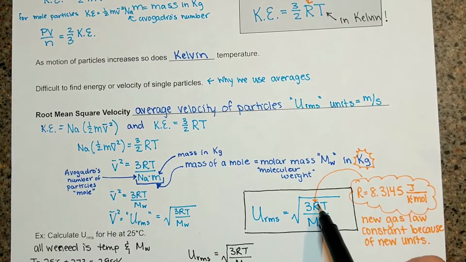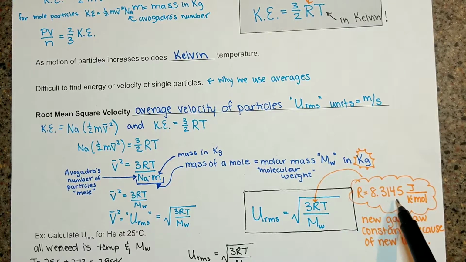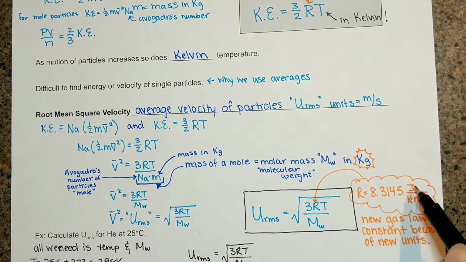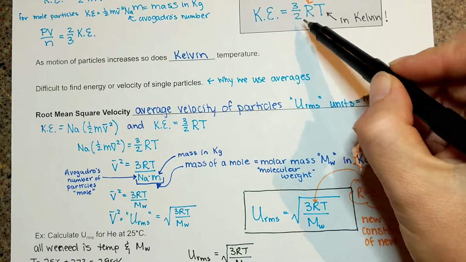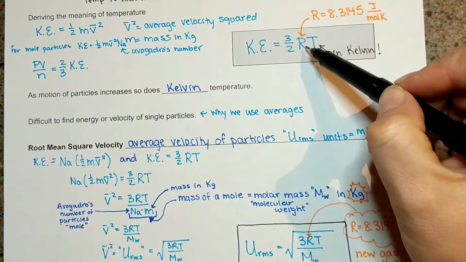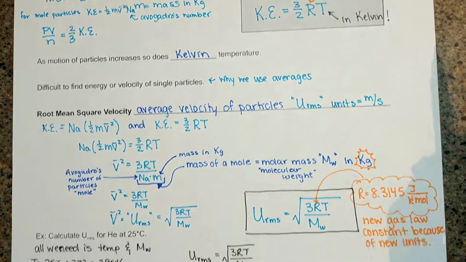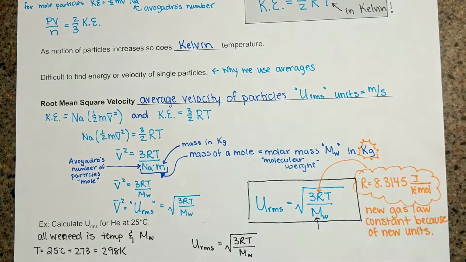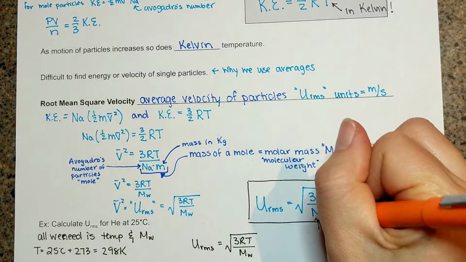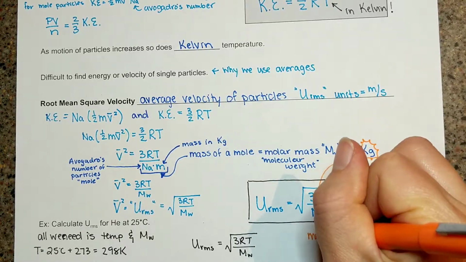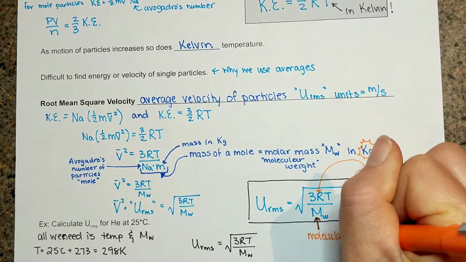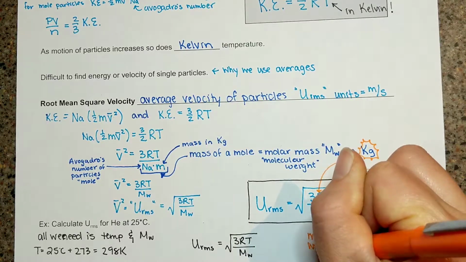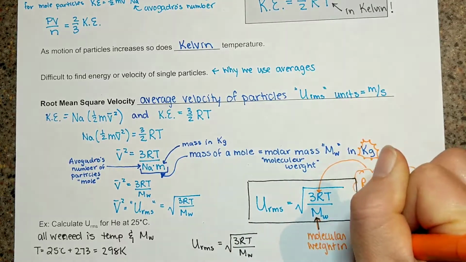So in this case, again, R is my 8.3145 joules per mole Kelvin. It's a new gas law constant because there are new units. We're dealing with joules from deriving our energy or kinetic energy equation here. And M sub W is my molecular weight in kilograms.